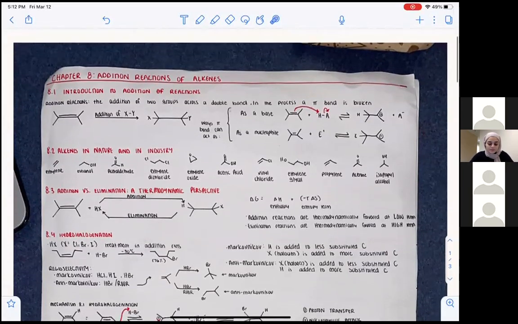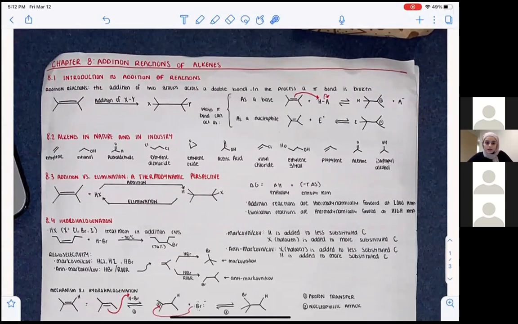So over here, chapter 8 is all about addition reactions of alkenes, and we know that alkenes are something like this that have a double bond on them. So I have over here that addition reactions are the addition of two groups across the double bond, in the process of which the pi bond is broken.